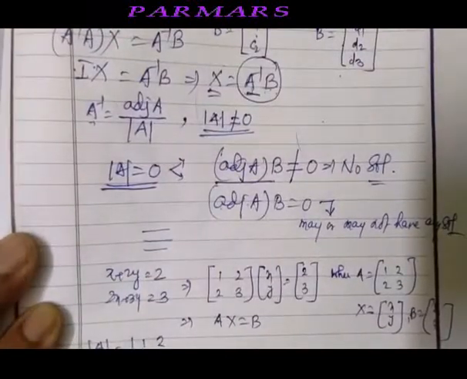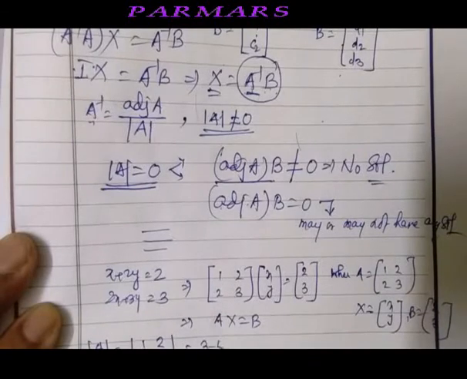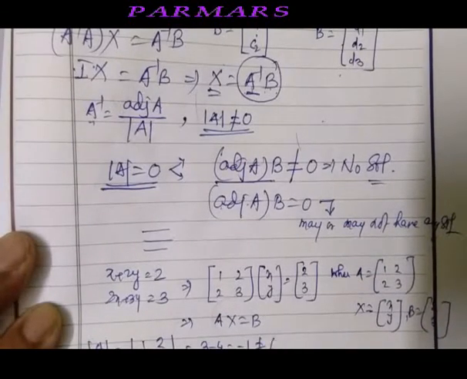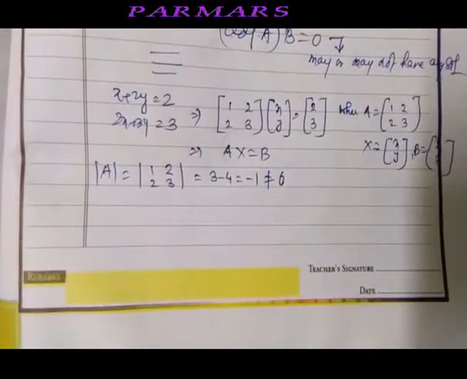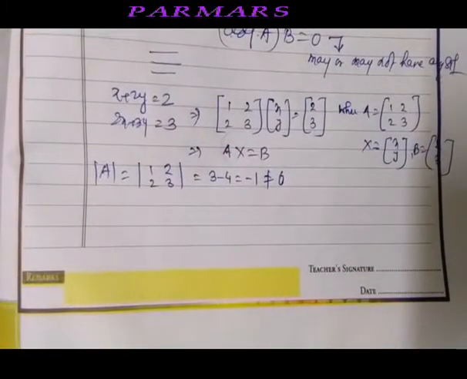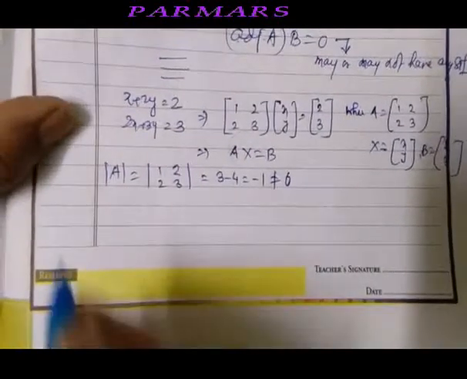1 2 2 3. It's simple. 3 minus 4, that is minus 1, which is not equal to 0. Very good. तो इसका तो inverse exist होगा. So now we are going to find adjoint.